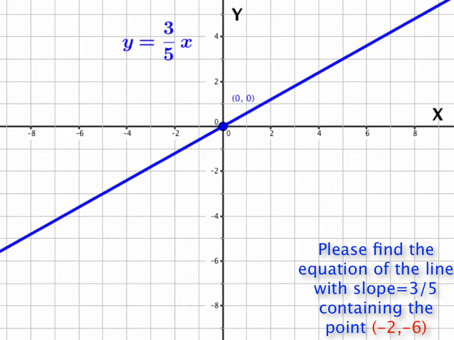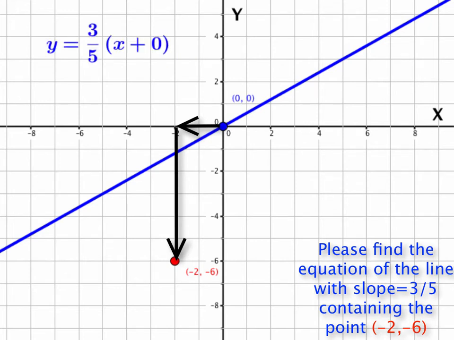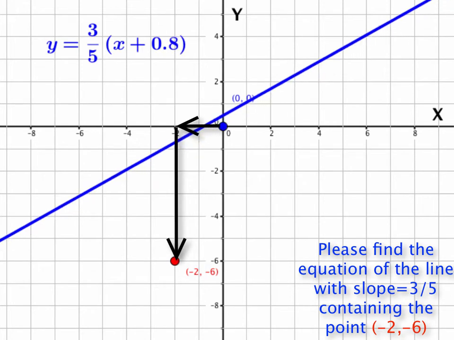But if we wanted to contain the point -2, -6, well, I think what we need to do is take this original graph and move it left 2 units and down 6 units. Again, we know exactly how to do that. I'm going to walk you through it, but maybe you can try anticipating it right now. Well, in order to move our graph left 2 units, all we need to do is replace the x in our equation with an x plus 2.